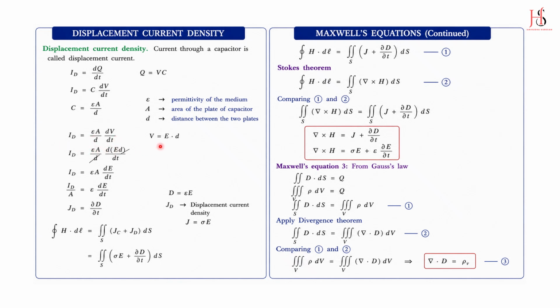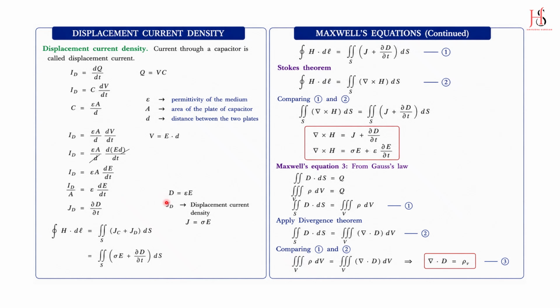So, V can also be written as E into D. When you replace V with E into D and differentiate with respect to t, you will cancel out the D term and you will get the displacement current is equal to epsilon A into dE by dt. Now this A on the right hand side, I'll bring to the left hand side. Therefore, ID by A is equal to epsilon into dE by dt.